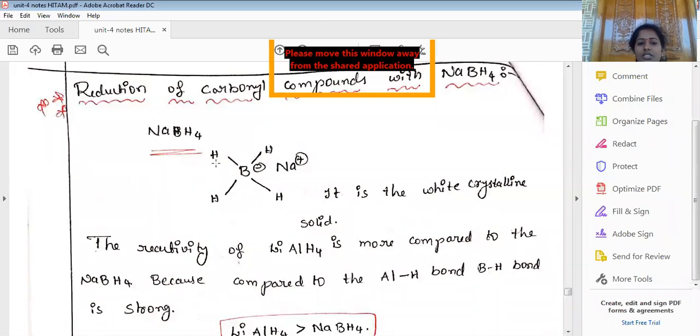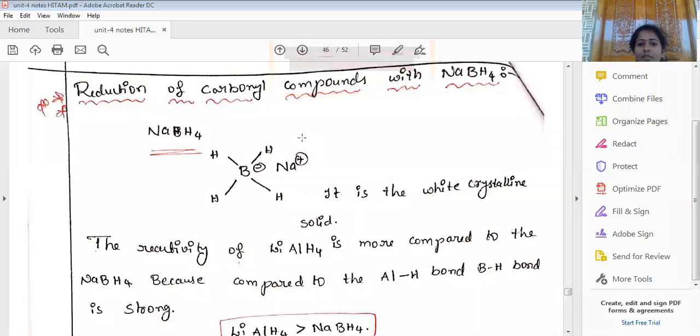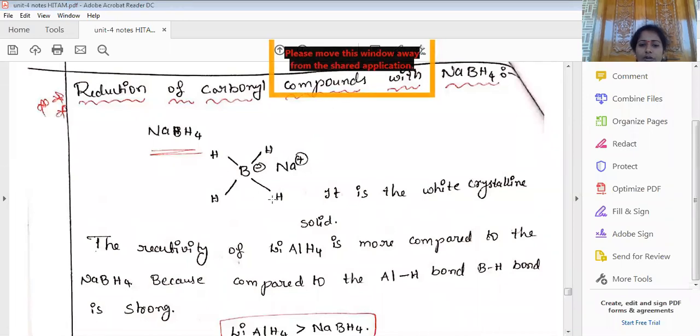This is about the structure of sodium borohydride. Boron is surrounded by 4 hydrogen atoms, and here the sodium ion is present, which is the counter ion. So sodium borohydride is nothing but a sodium ion surrounding this BH4 minus anionic species. It is a white crystalline solid.